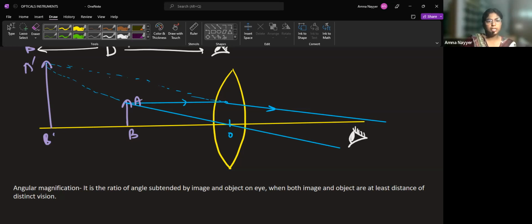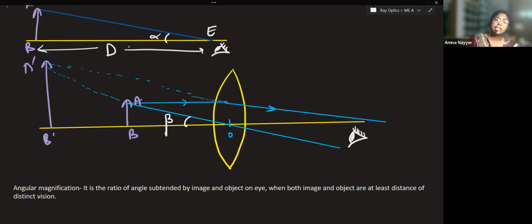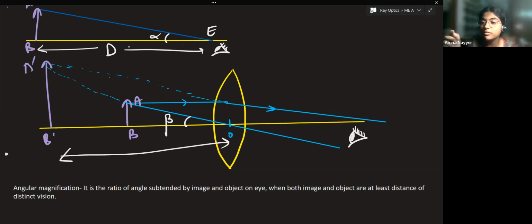Now see, one thing here, this angle that is subtended by this image on the eye. Can you see this image also subtends an angle? This angle here, let's say this angle is beta. Now what we have done? Final image distance, this distance should be how much? We have already taken the case when the final image is formed at the least distance of distinct vision. So if the final image is formed at the least distance of distinct vision, this is my final image, so this distance should be capital D.